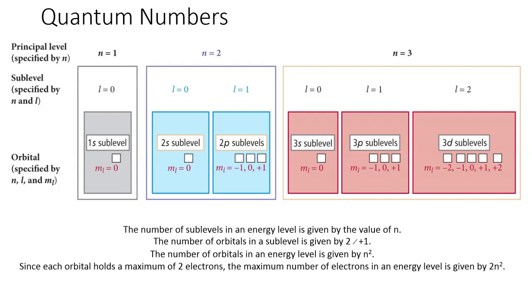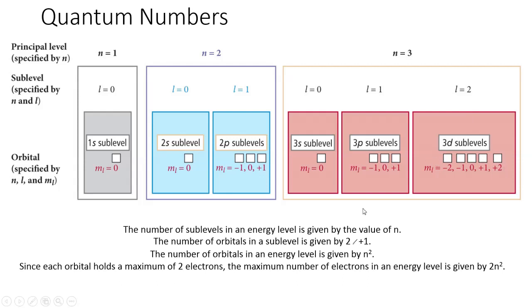So let's pick on the 2P sublevel. In the 2P sublevel, L is 1. 2 times 1 is 2, plus 1 is 3. There are 3 orbitals in the 2P sublevel. If you want another example, let's look at the 3D sublevel. In that level, L equals 2. 2 times 2 is 4. 4 plus 1 is 5. There are 5 orbitals in the 3D sublevel.